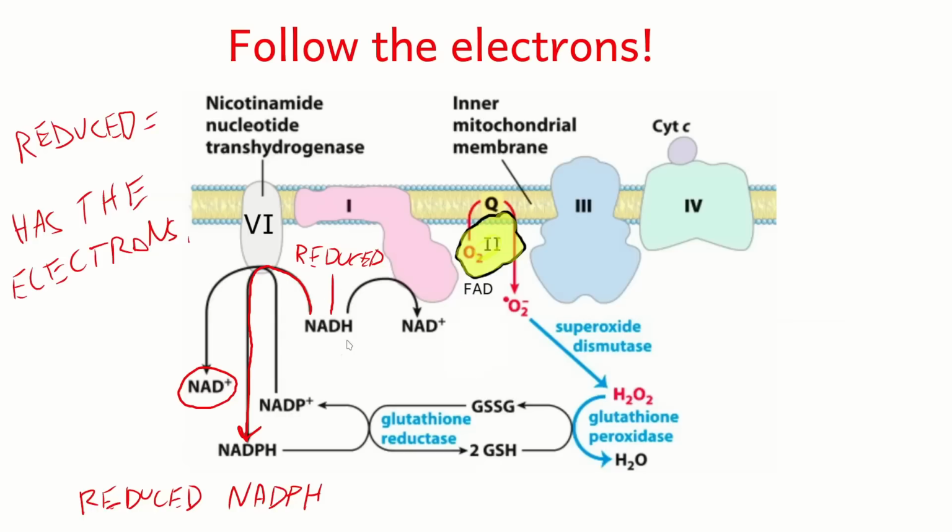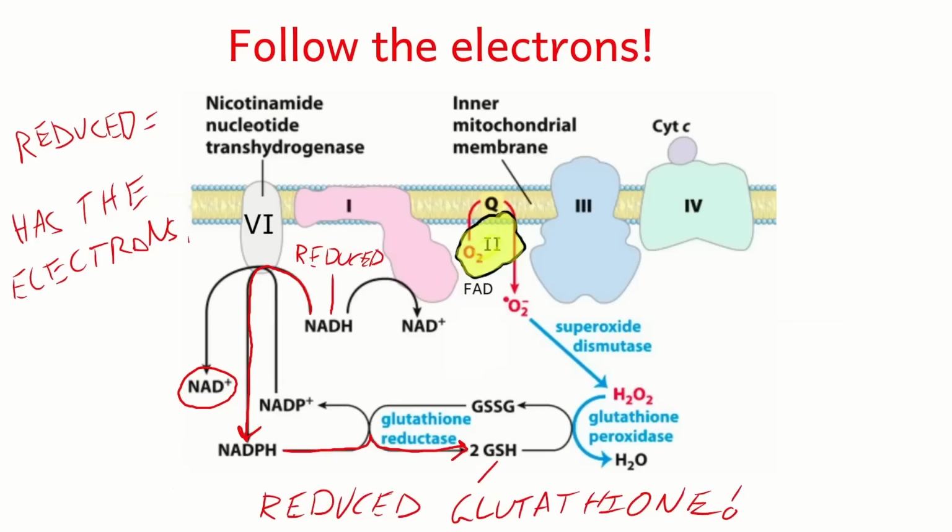So you've got NADH here, and this thing that I call complex 6, but it's more commonly known as NNT. This takes these electrons from NADH and it transfers them to NADP plus, which makes the reduced form of NADP, which is NADPH. Reduced things are the ones that have the electrons at the moment. And so NADPH is the reduced form, and NADH becomes NAD plus when it gives the electrons to NADP plus. So that's great. And then those electrons are used by your antioxidant system to reduce glutathione.